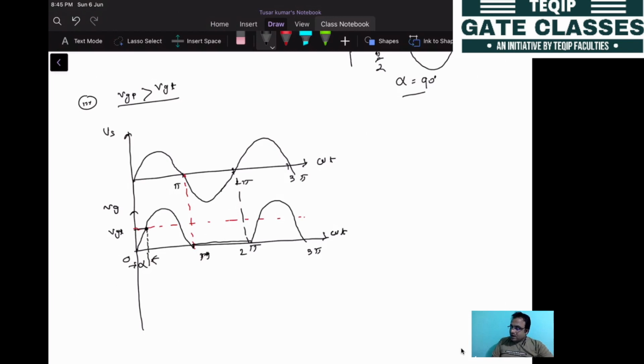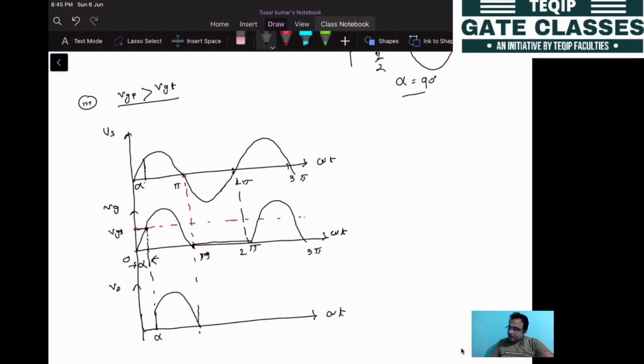Clear? Now at this instant, now the device is switched on at alpha. Now if you plot the output voltage here, so now look at here, at this instant you are switching on. So this is V0. Up to this it will be 0. Okay, then you'll be getting the voltage like this.